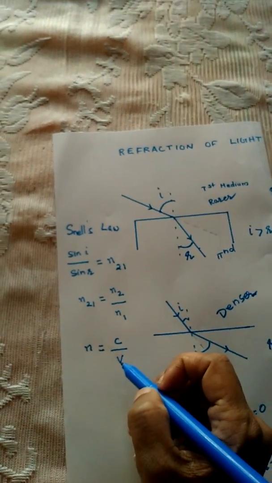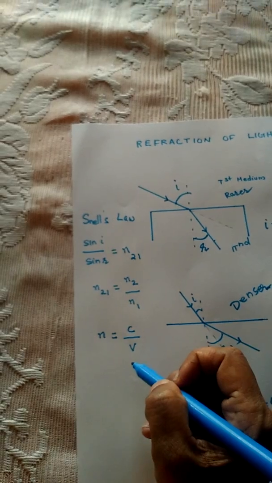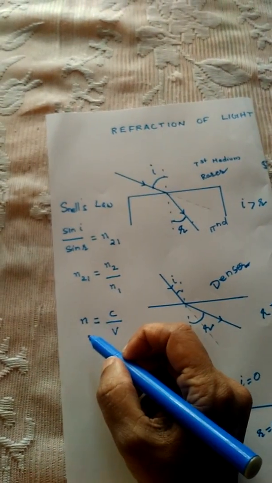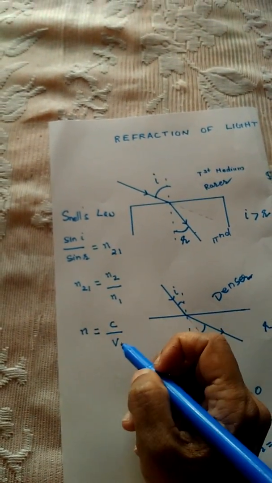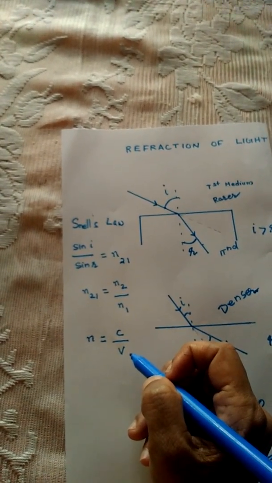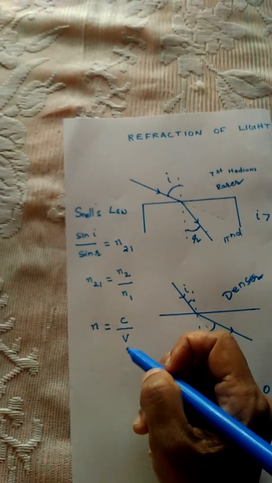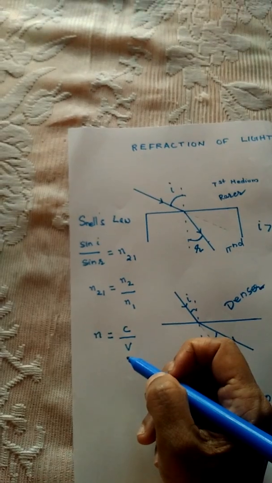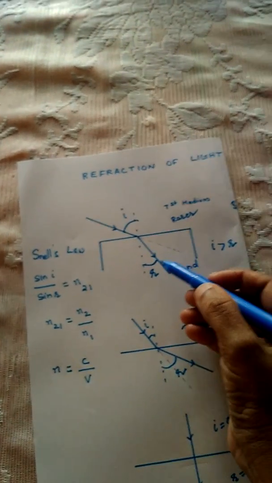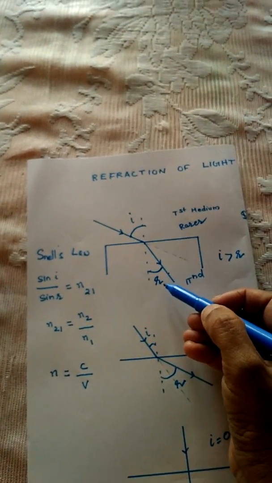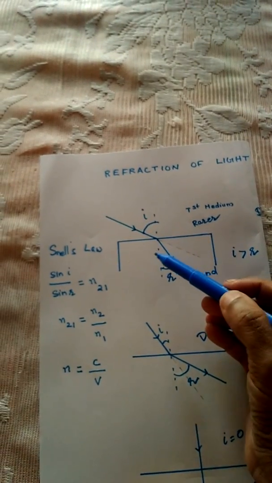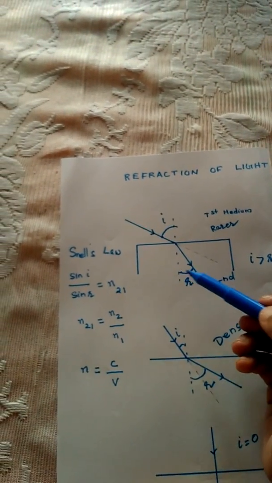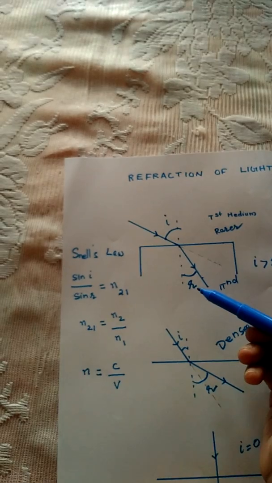Refractive index is a measure of optical density. As refractive index increases, optical density increases, or the speed of light decreases. That is the cause of refraction. When light enters a medium, the speed changes.